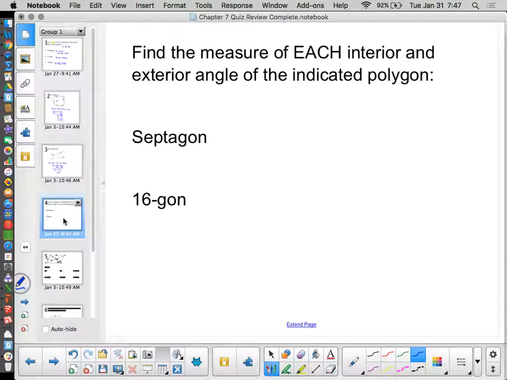Find the measures of each. Now, I made this bold capital letters here, but I don't think it says it on the test, but it's very important. Each interior and exterior angle for the indicated polygon.